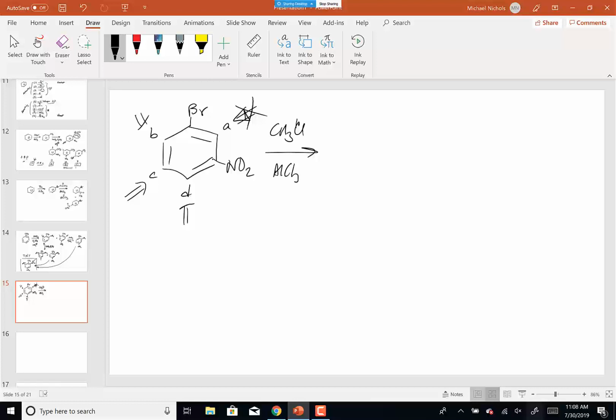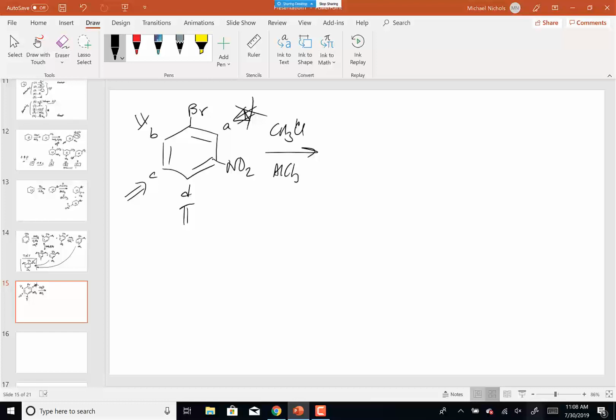I guess the question is, that's one possibility, the BR because it's higher on the list, or the NO2 because it's lower on the list. Well, let's think about, what does the list represent? Who's activating, who's making the ring react faster? So BR wins, because it's higher on the list.